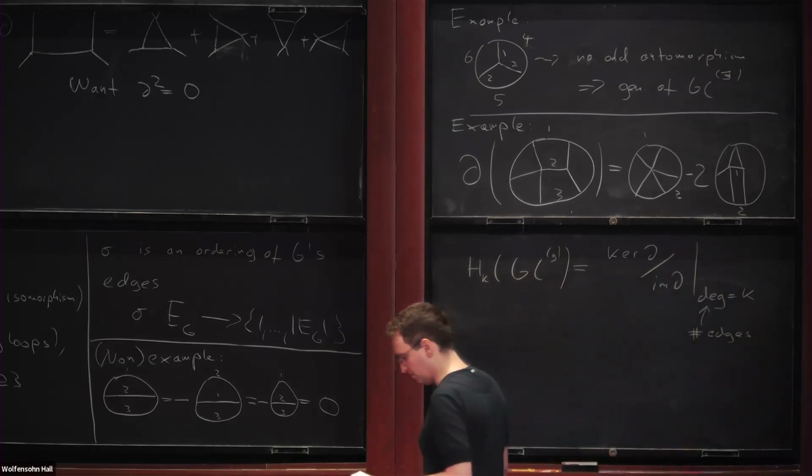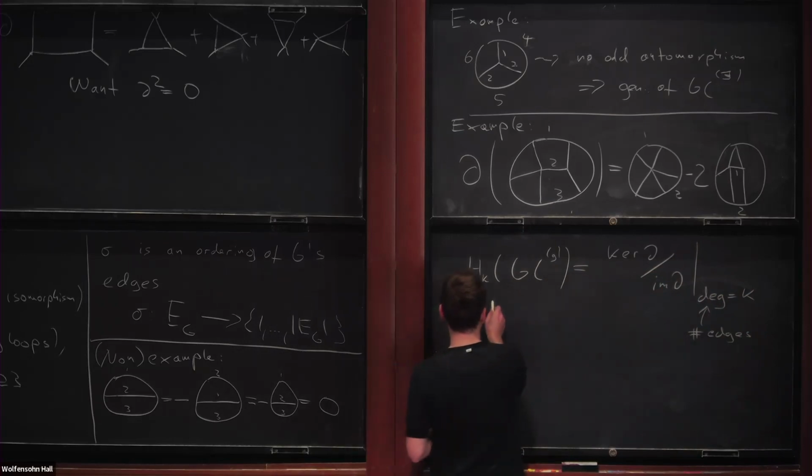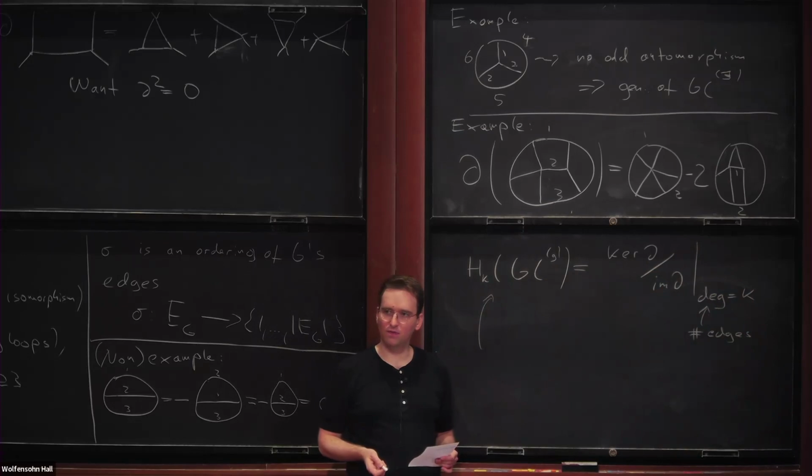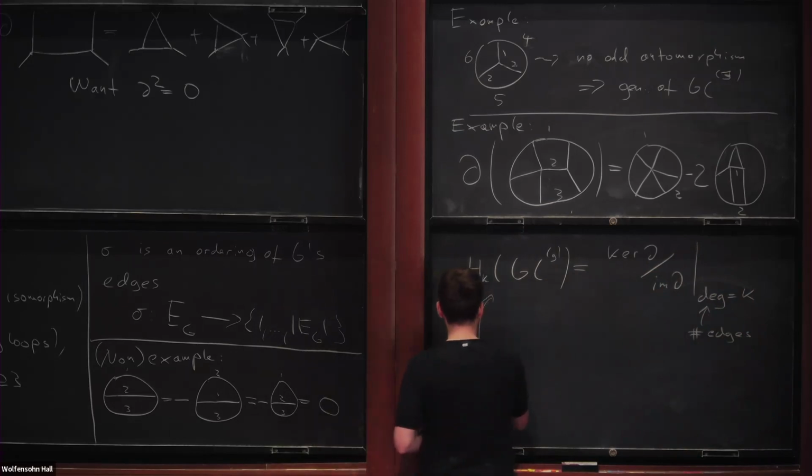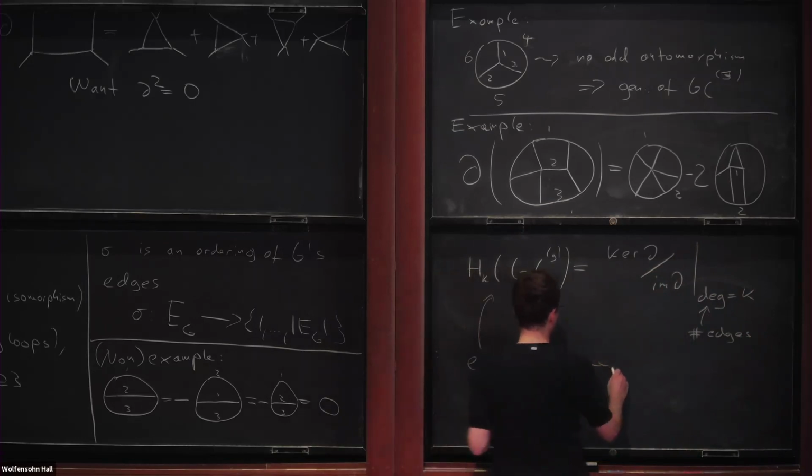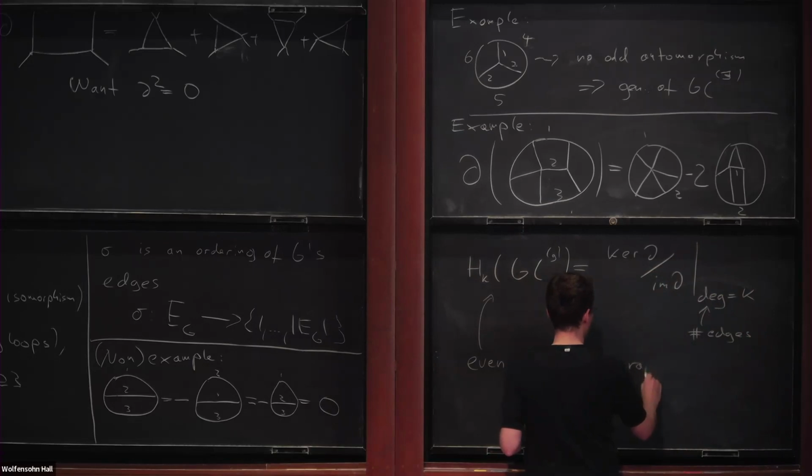And this thing, the specific flavor of graph homology, is called even commutative graph homology.